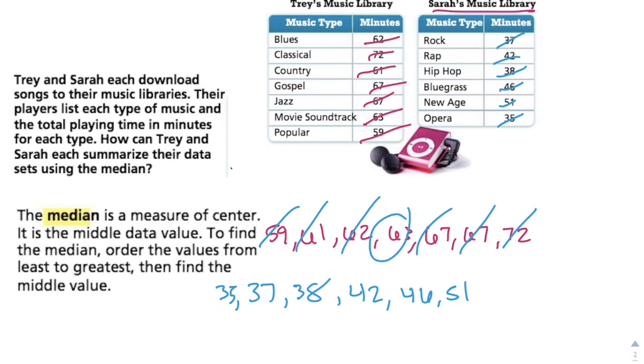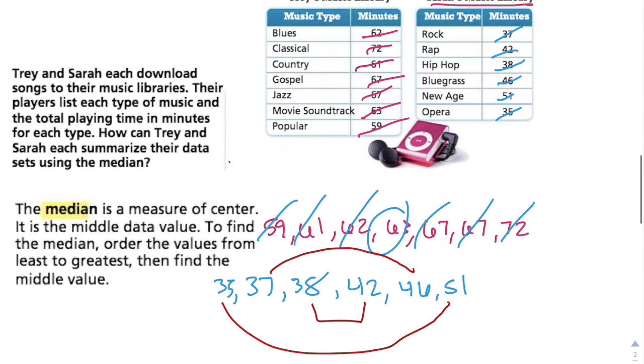Okay. Now for this one, if I were to do my rainbow or my cross-off method and try to match them up, I would notice that there are two numbers here in the middle. So there's not just one number in the middle. Whenever this happens, you're going to find the average or the mean of those two numbers to find our true middle.